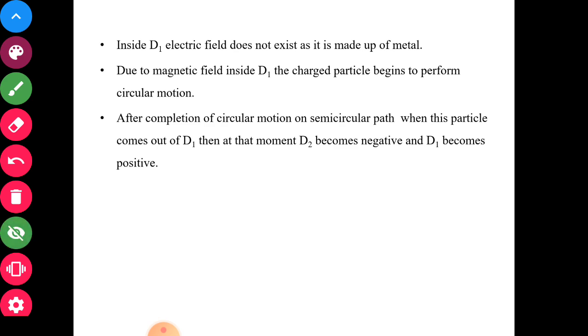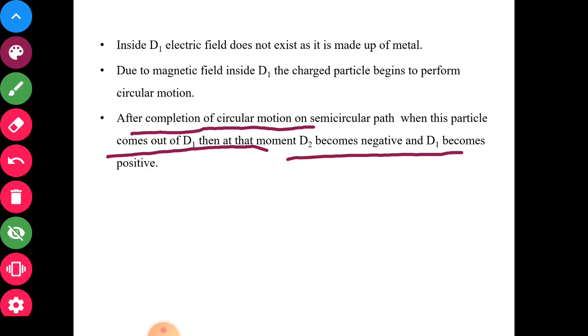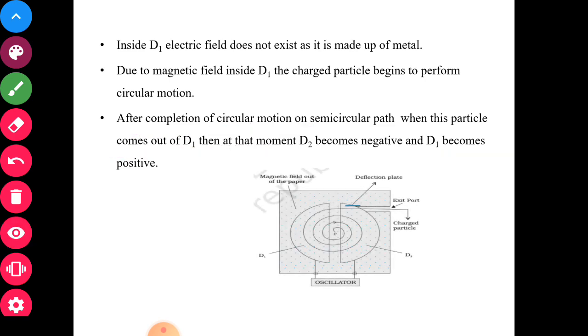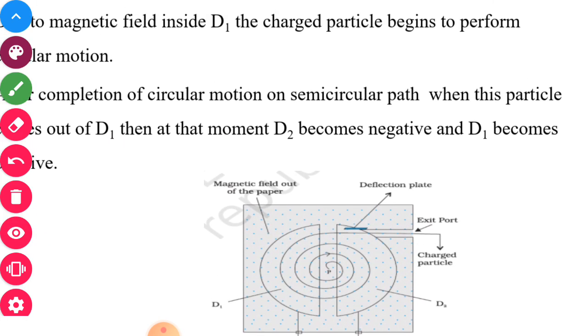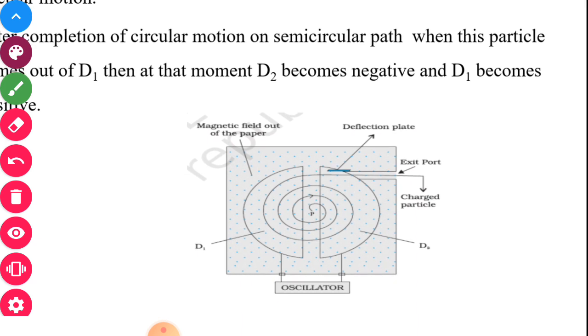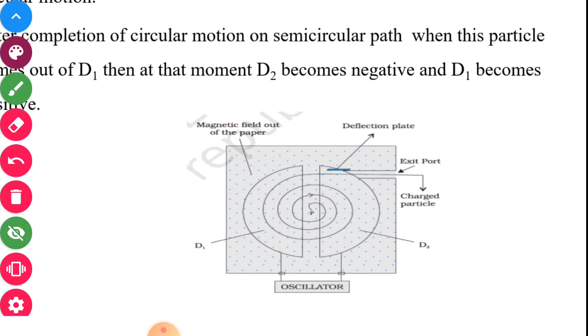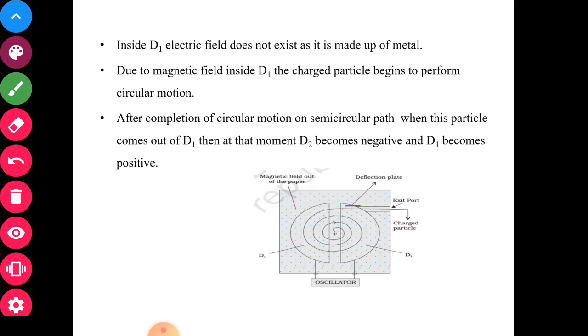Now after completion of circular motion on a semicircular path, when this particle comes out of D1, D2 becomes negative and D1 becomes positive. So this is very easy to understand. Alternately these plates are changing their polarity. First D1 was negative, then D2 becomes negative. So this charged particle is continuously moving on a circular path from one D-shaped container to the other D-shaped container.